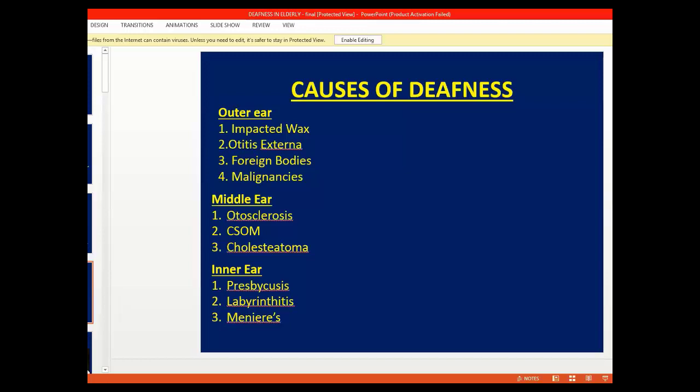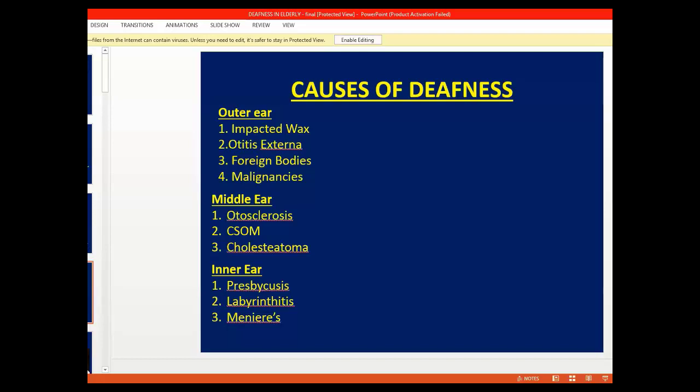Middle ear, the conditions in the middle ear, common ones are otosclerosis. That means the ossicle chain. There are three ossicles: malleus, incus, stapes. Usually the malleus and incus do not get fixed, but the stapes can get fixed. It's an autosomal dominant condition, runs in the family, but not everyone is affected with the gene. So expression is variable. Usually otosclerosis patients give a family history.